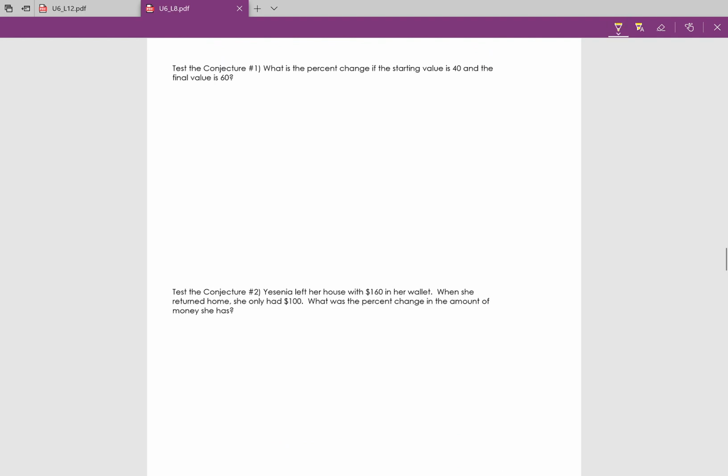It says, what is the percent change if the starting value is 40 and the final value is 60? So how can we apply our conjecture? We can use our formula. So I'm going to write down the formula right away. We have our new number, again, minus the original number. Take the absolute value of that over the original number, all times 100.